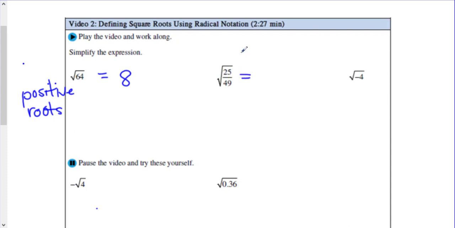Now suppose we have a fraction. If we have a fraction, we do the numerator and then we do the denominator. When you have a fraction underneath the square root symbol, it's still going to be a fraction for your answer. So the square root of 25 is 5 times 5, so 5 is on top. The square root of 49 is 7 times 7, so 7 on the bottom. I can't reduce 5 over 7.